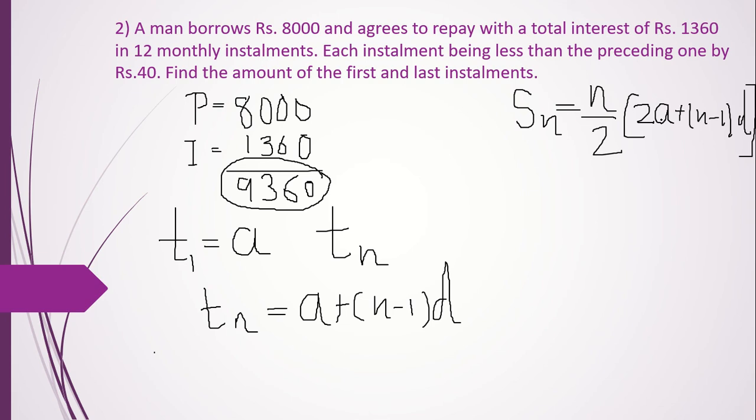A means the first term T1, because here we know everything else from the Sn formula. We know Sn is 9360, and n is 12. We know it is 12 installments, no? And a we will get using this Sn formula. And once we get a, then we will use this Tn formula and find the 12th term. So let's see how we do it.